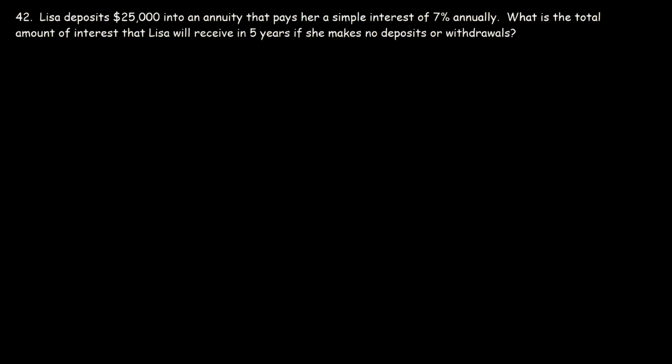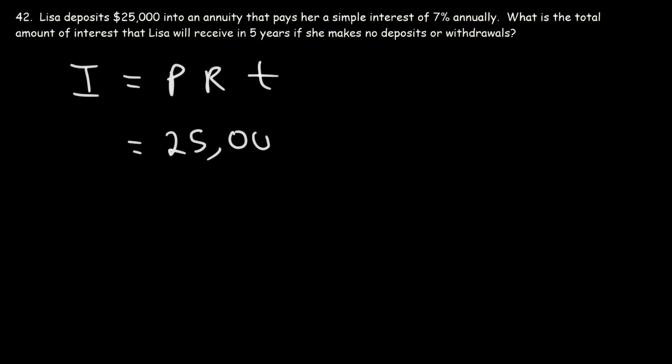42. Lisa deposits $25,000 into an annuity that pays her a simple interest of 7% annually. What is the total amount of interest that Lisa will receive in 5 years if she makes no deposits or withdrawals? So for this problem, we need to use the simple interest formula. I is the interest received, P is the principal, R is the interest rate as a decimal, and T is the time in years. So the principal is the amount that she puts in the annuity. So it's her $25,000 deposit.